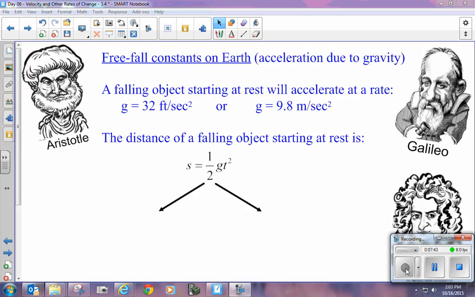Freefall constants on Earth. This isn't on Mars, this is the moon, because we use gravity here. Other places have gravity, but due to their size, they're different rates. Now, a falling object, starting at rest, will accelerate at the following rates: 32 feet per second squared, or 9.8 meters per second squared. The distance of a falling object starting at rest has this equation right here.